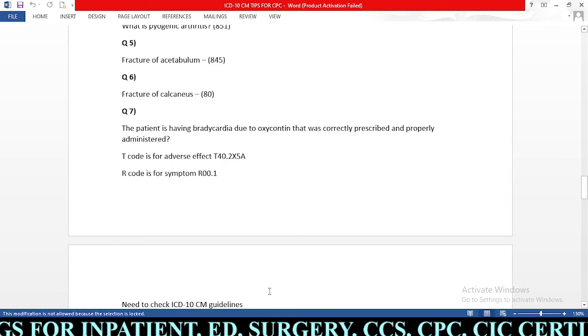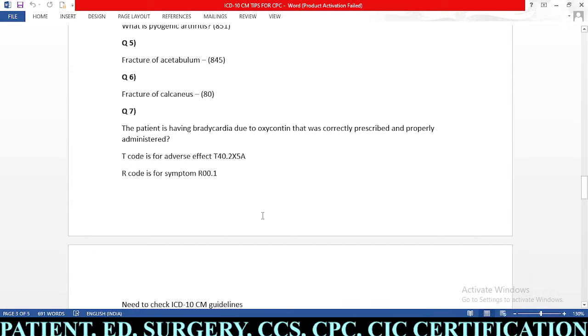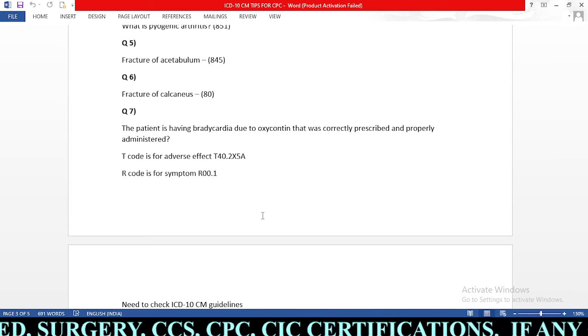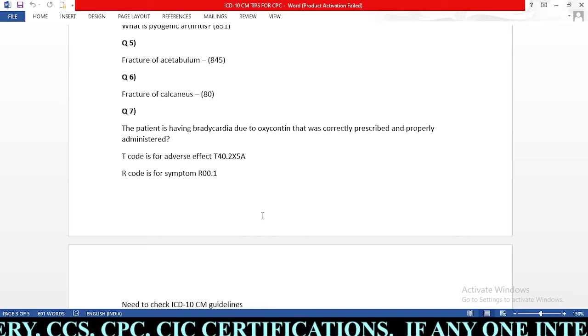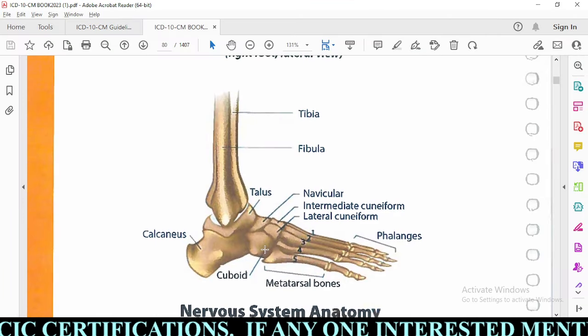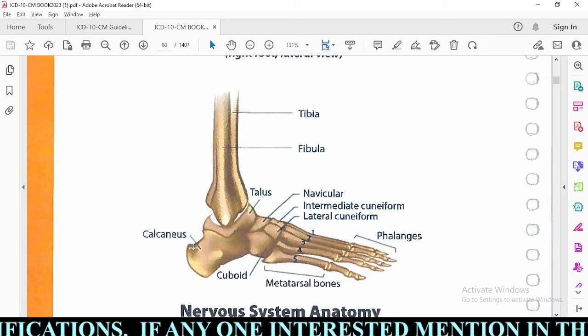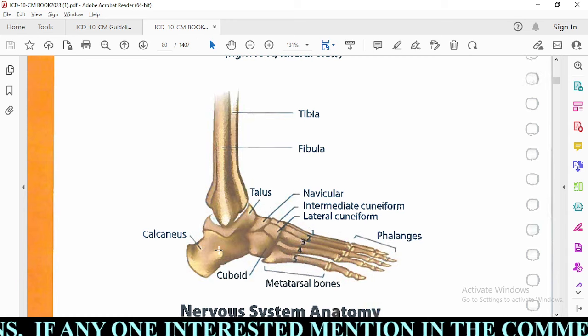So you have one more question, fracture of calcaneus, but you don't know where the calcaneus is. So in order to find that, you need to have a good idea about the anatomy images of the ICD-10 CM book. So that we will check now. So if you check these anatomy images, calcaneus is on the foot. So you need to remember that calcaneus bone is on the foot.